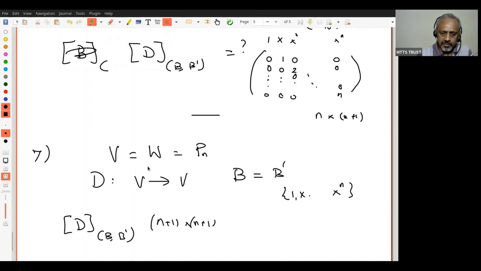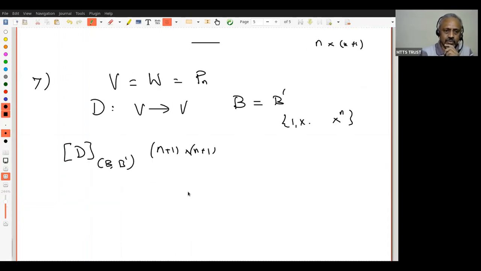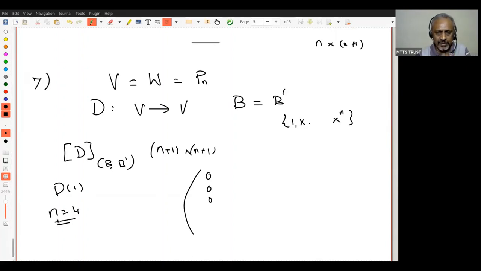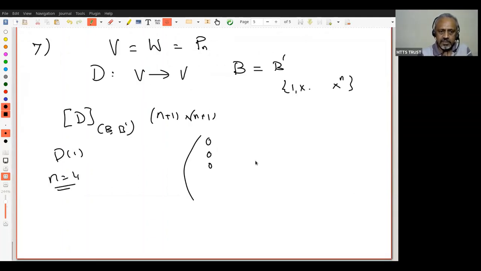Remember, if I take any polynomial of degree less than or equal to n, its derivative will be a polynomial of degree less than or equal to n minus 1, and hence it's also a polynomial of degree less than or equal to n. Therefore, D maps V to V. There is no problem with that. You understand? Okay. So I want to know what this is. Now, how will I do that? Argue the same way. So look at D of 1 and fill it in. That is going to be 0, 0, 0. Let us take n equal to 4 so that you can see what is happening. Right? D of 1 is 0.